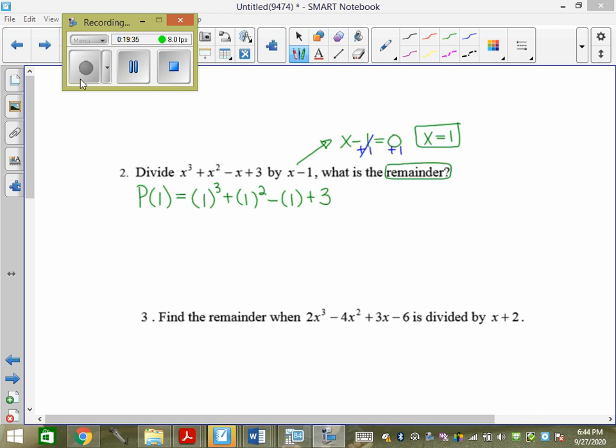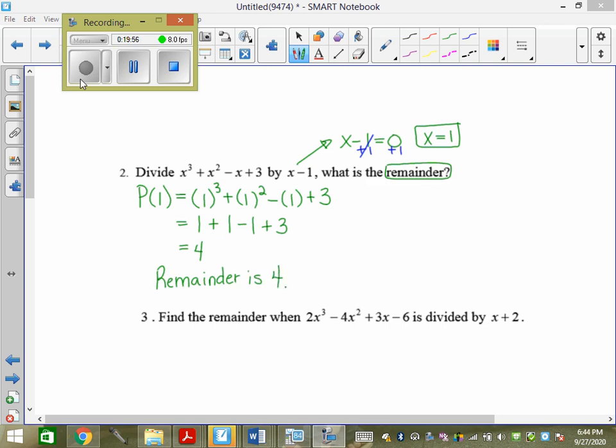So whenever they ask for just the remainder, we can use remainder theorem, which is this. So we're going to get 1 cubed, which is 1, plus 1 squared, which is 1, minus 1 plus 3 equals 4. So the remainder is 4.